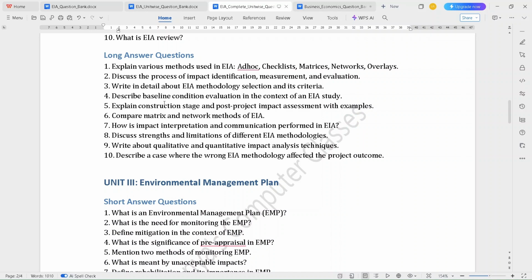Describe baseline condition evaluation in the context of an EIA study. Explain construction stage and post-project impact assessments with examples. Compare matrix and networks methods of EIA.